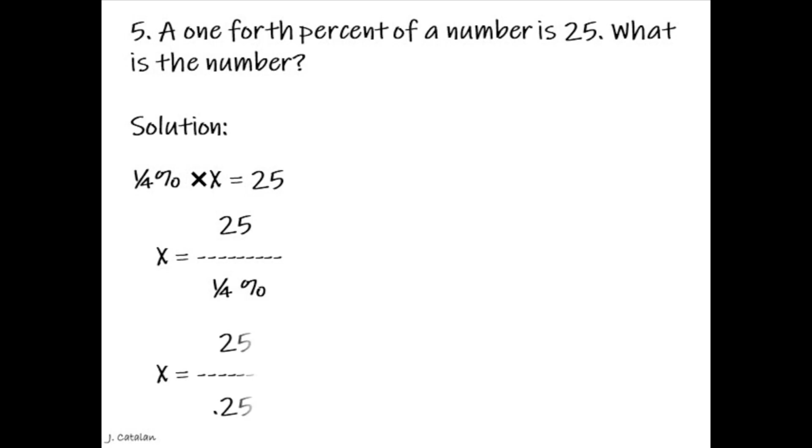Make percent into decimal, and this can be done in this manner. 1/4 of 1 is equal to 0.25. Now let's get rid of the unit percent by dividing it by 100%, and the result is 0.0025. x is equal to 25 divided by 0.0025, which is equal to 10,000.